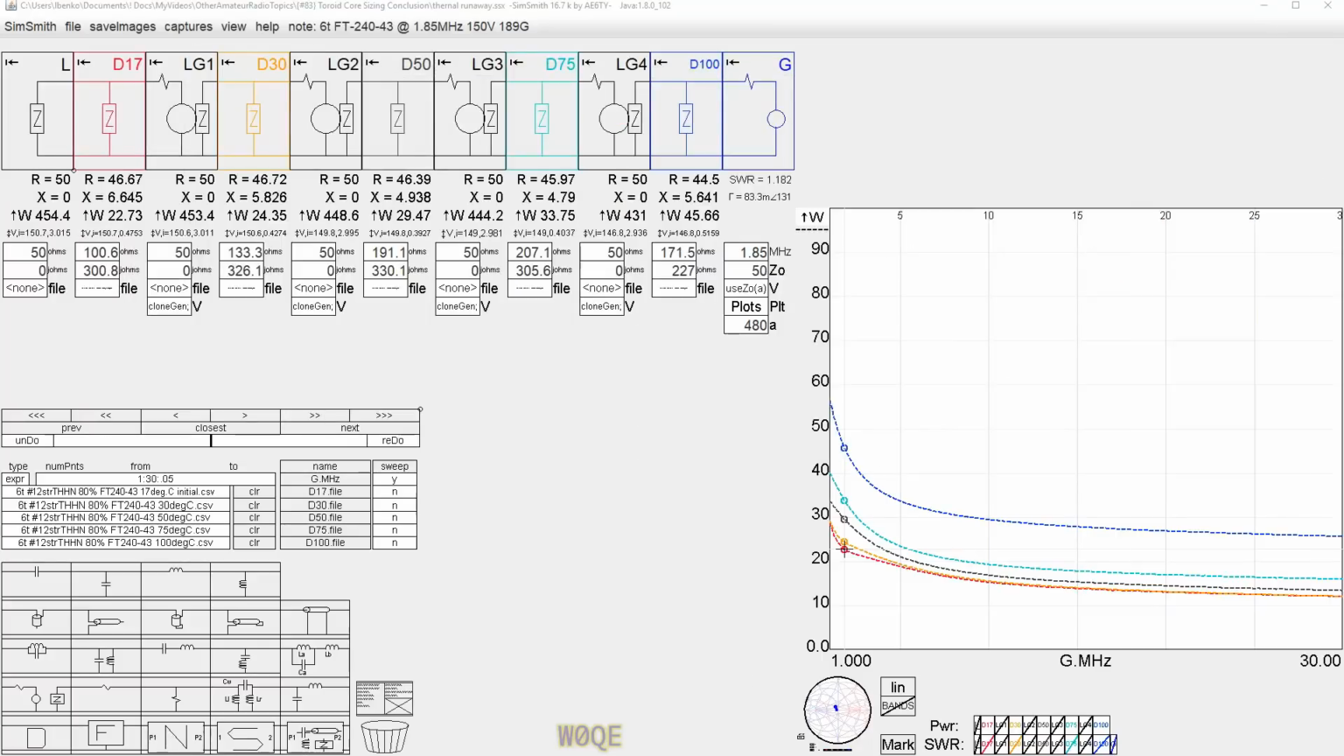And if we look at the plots here, in order to generate a lot of power in the core very quickly, I wound 6 turns on an FT240-43 core. It's again 1.85 megahertz, and I only put 150 volts across the core. That made the core have 189 Gauss in it, which was a little bit more than I had before, but I could do this with a lower power output. The reason I had to do this is because I had to let each one of these stabilize long enough that I knew I was really at the temperature, and then I could quickly disconnect it and measure it in my network analyzer. And what I saw, let me take these and make them all smaller.